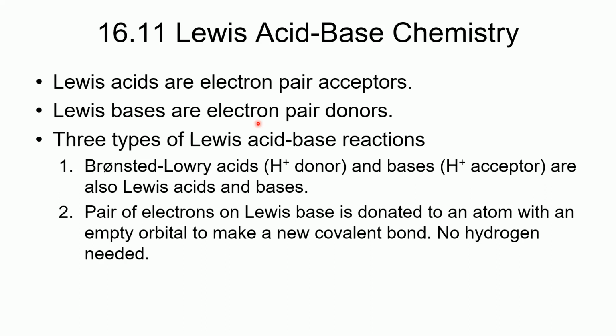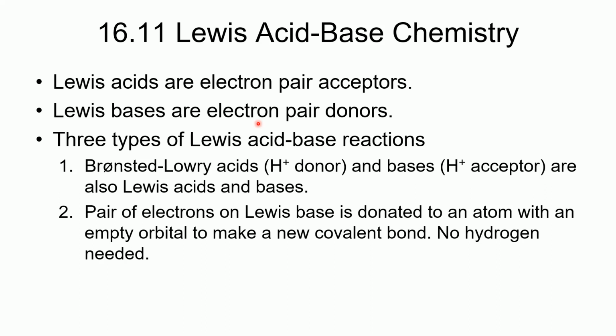Next, this is the case when we don't have hydrogen involved, or if hydrogen's involved, it's not actually being transferred. So these are things that don't qualify as being Bronsted-Lowry acid-base reactions because the hydrogen is not literally being transferred here. Here we've got a pair of electrons that's on the Lewis base and that's donated to some atom that has an empty orbital on it, usually something that doesn't have a full octet. There is no hydrogen needed here.